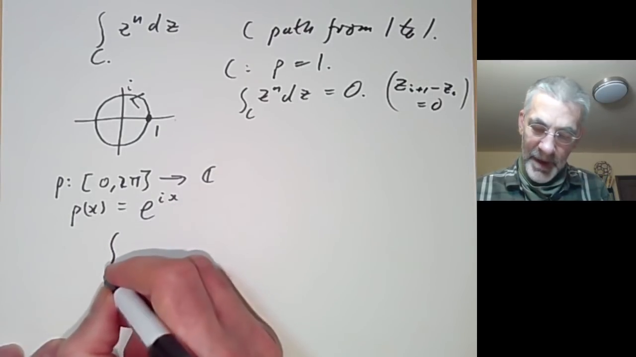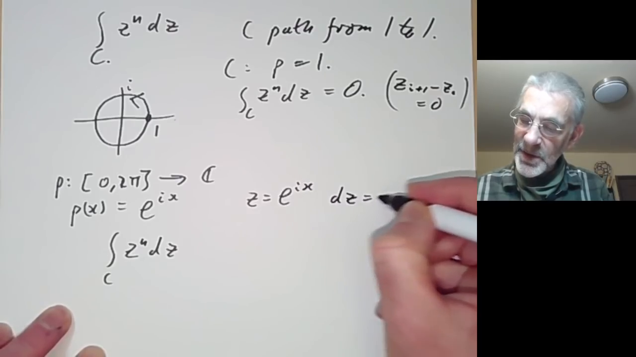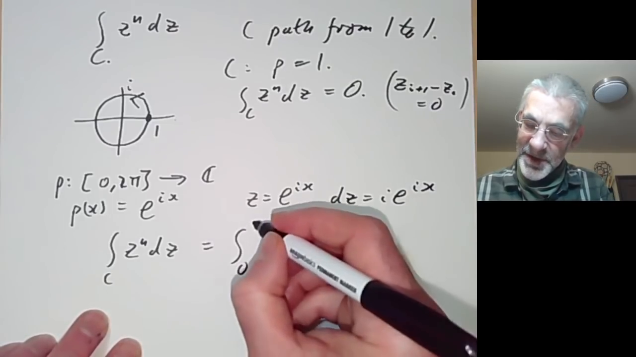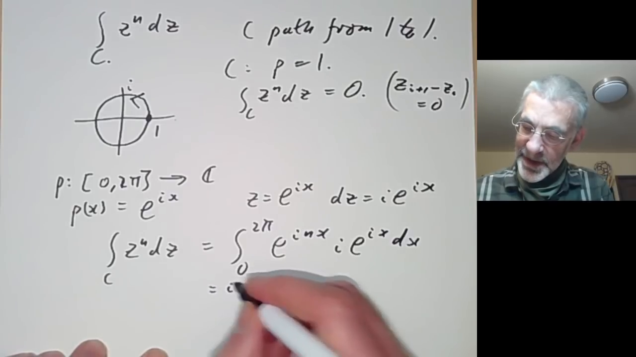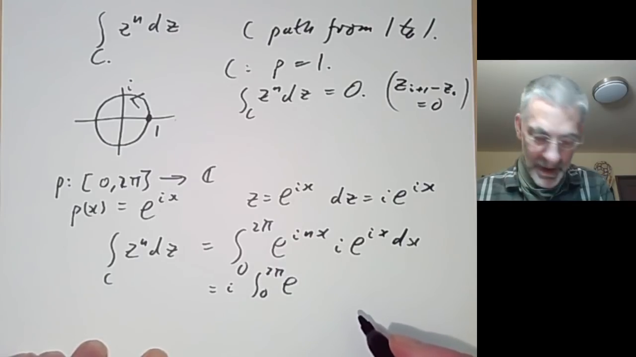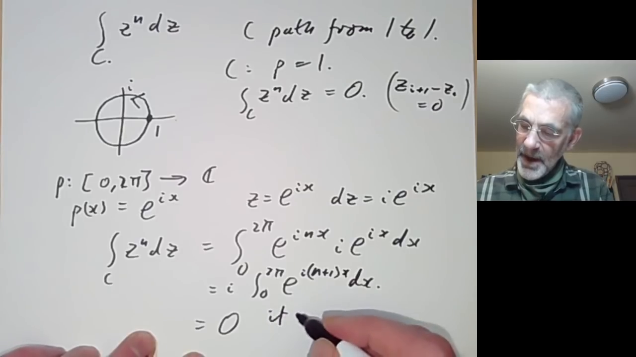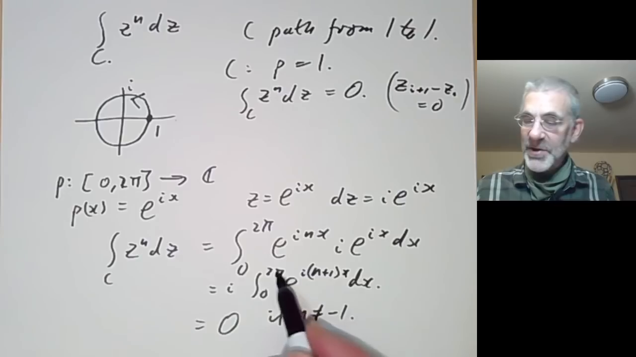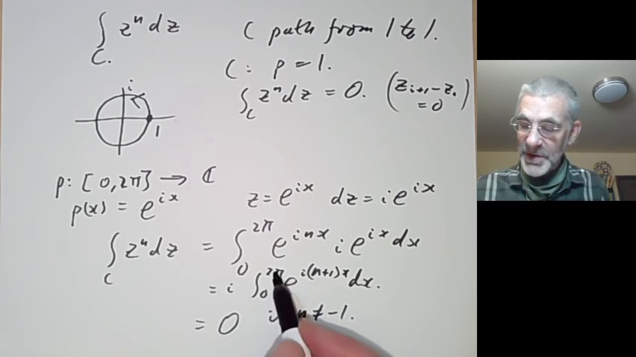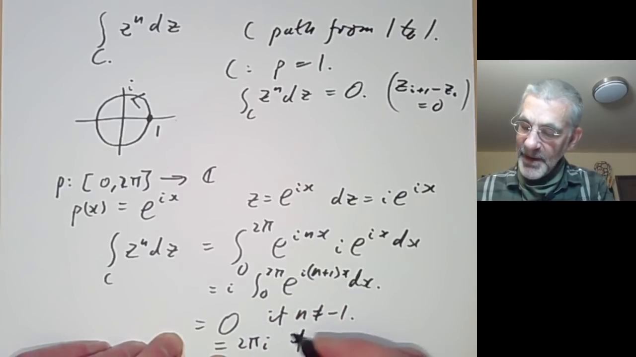And then we can work out the integral over c of z to the n dz. Well, we need to know what z is. z is equal to e to the ix, and dz is equal to i e to the ix dx. So this becomes the integral from 0 to 2 pi of e to the inx times i e to the ix dx, which is equal to i times the integral from 0 to 2 pi of e to the i times n plus 1 times x dx. And this is equal to 0 most of the time, if n is not equal to minus 1, because then we're just integrating something of the form e to the i times something times x, and you can just write this as a sine of something x and a cosine of something x, and you know that sine and cosine have average value 0 over 0 to 2 pi. Well, if n is equal to minus 1, this becomes a constant 1 in fact, so we get 2 pi i if n is equal to minus 1.